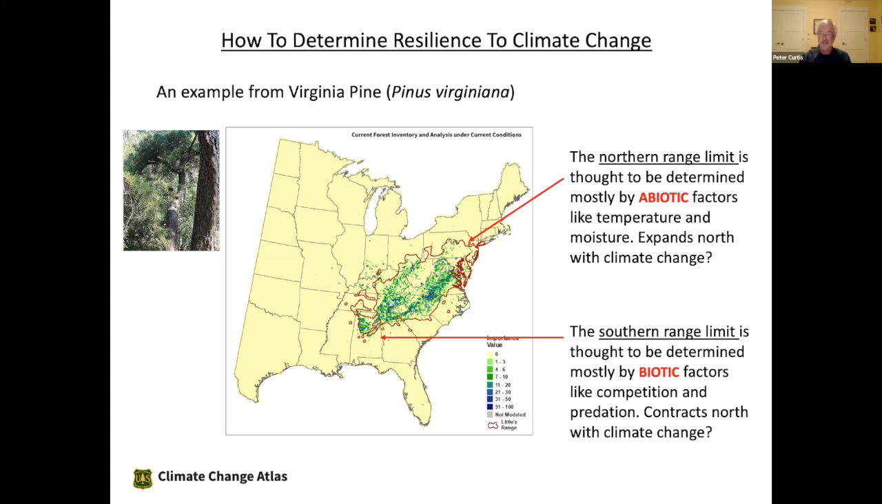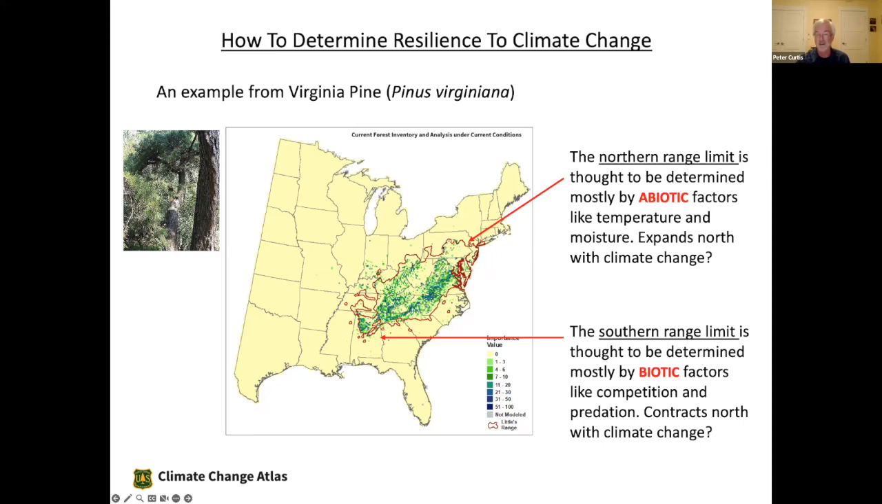But again, standard predictions is as climate changes, you might expect that this southern range limit contracts to the north, perhaps leaving these southern populations near the southern range high and dry. In other words, they would no longer be in suitable habitat.